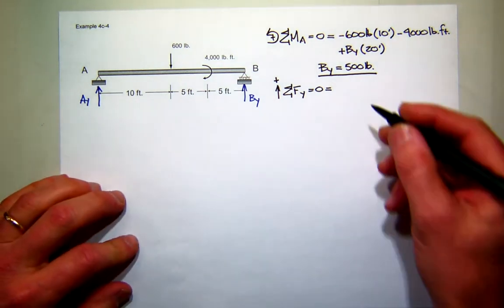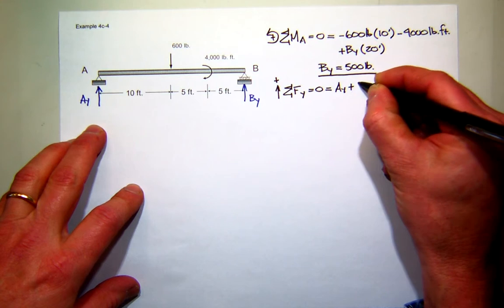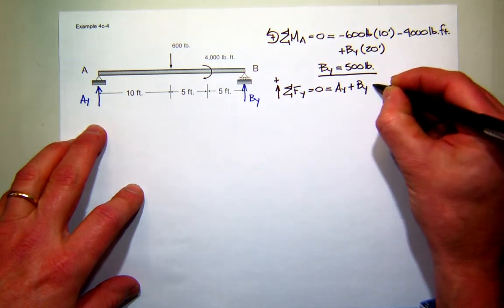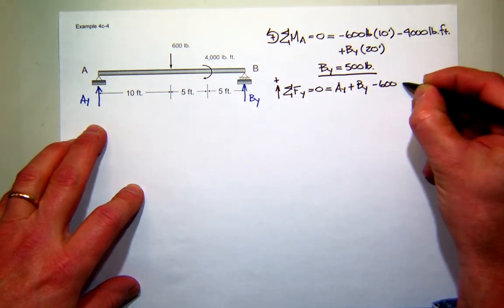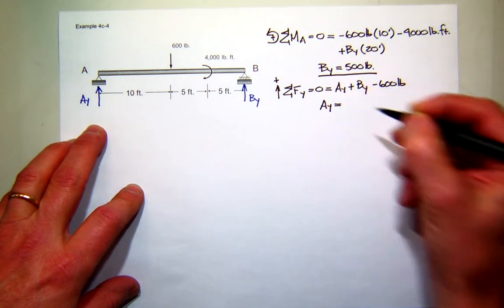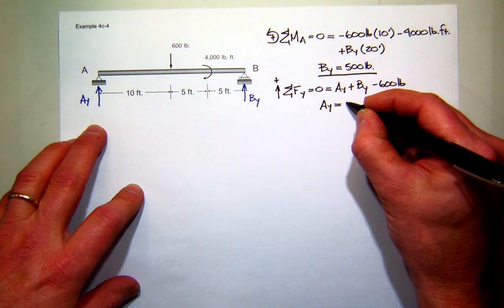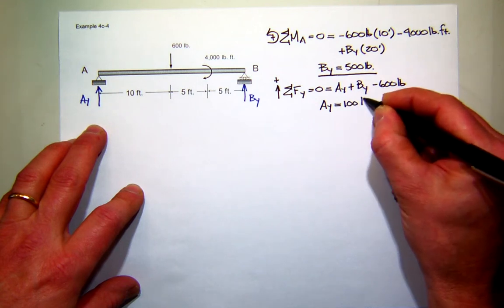But anyway, let's get back to the problem. So I got Ay plus By minus 600. So I should be able to find Ay now. So it looks like Ay is 100. So I have my reactions.